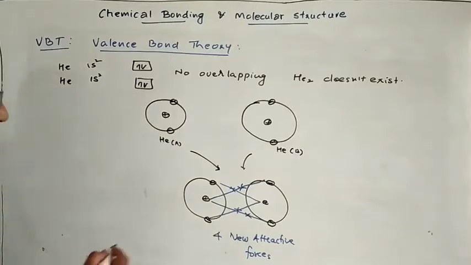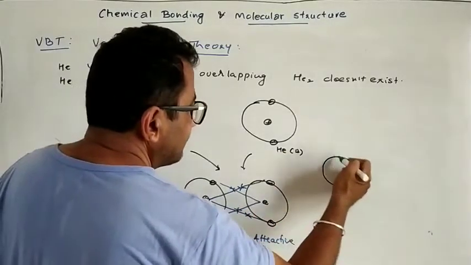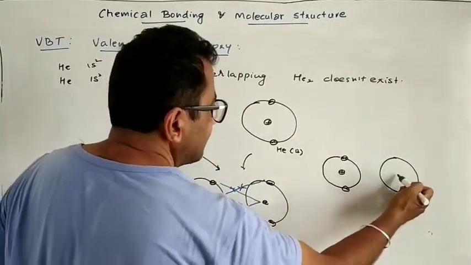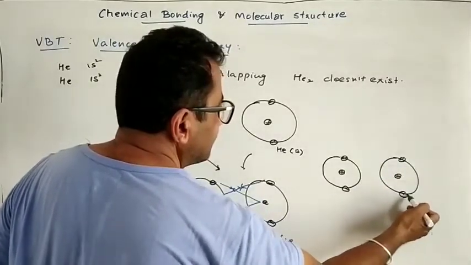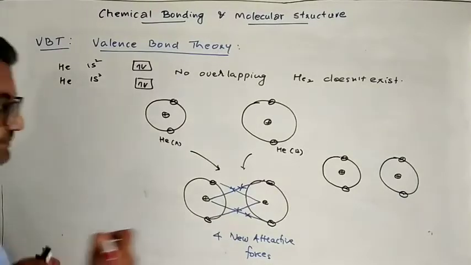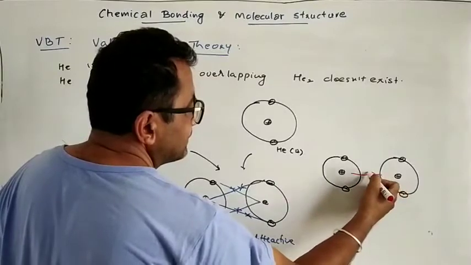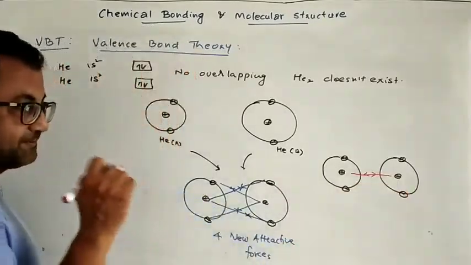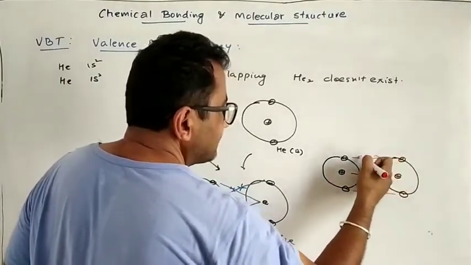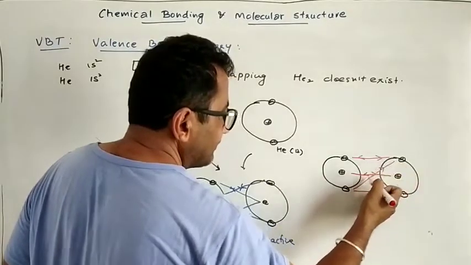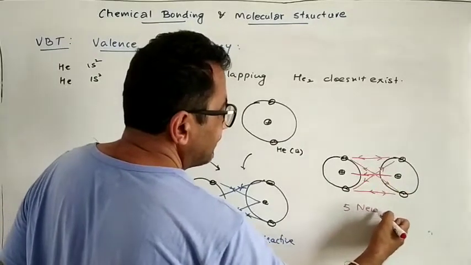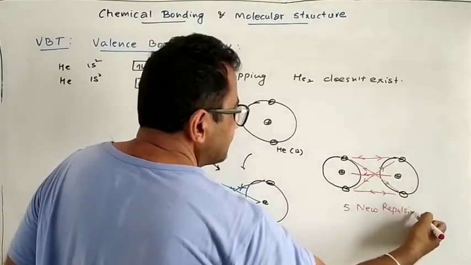But if we see these two atoms again, now we will draw the repulsive forces. The nucleus of one will repel the nucleus of the other. There is a repulsive force between these two nuclei. Number 1, this electron will repel this one. 2, this one will repel this one. 3, this electron will repel this one. Both are negative. This electron will repel this one. So there are 5 new repulsive forces.